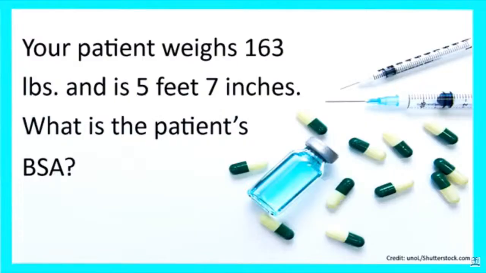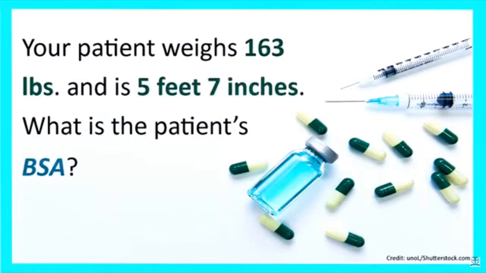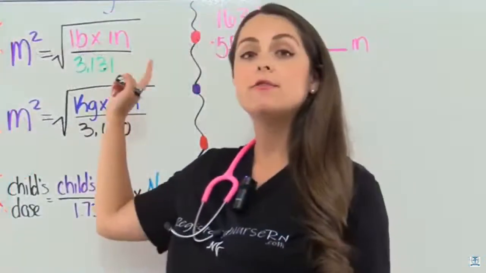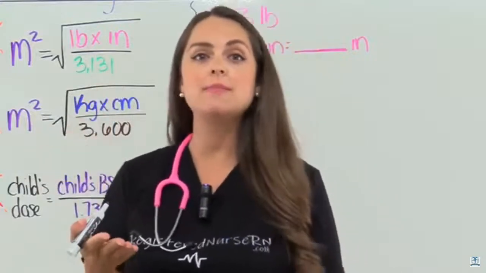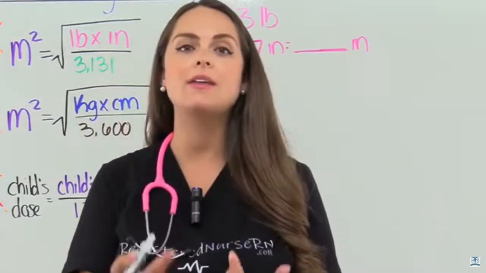Our first problem says your patient weighs 163 pounds and is 5 feet 7 inches. What is the patient's body surface area? We need to pull from this scenario the most important information. We know that the height and the weight are very important when solving body surface area. But which formula are we going to use, the metric system formula or the household? Well, they gave us the patient's weight in pounds and the height in inches, so we're going to use the household system formula.